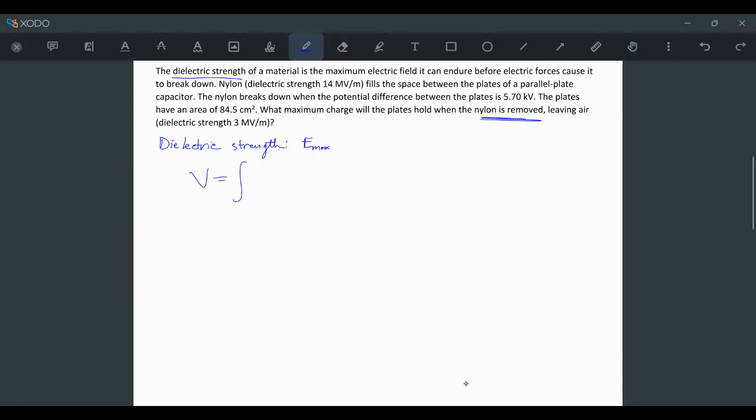we can obtain the voltage by integrating the electric field. And if we have parallel plates, the electric field in here is constant, so we don't even need this integral. This just becomes V is equal to E times D, where D is this separation.